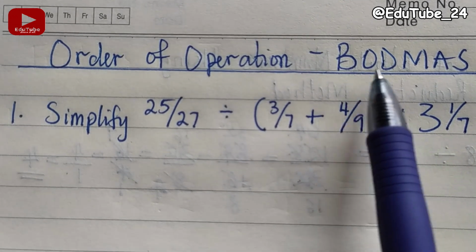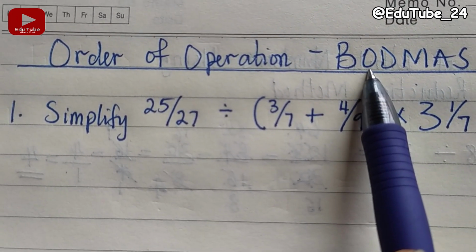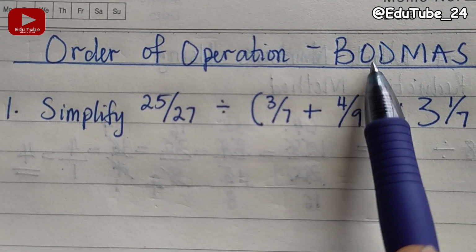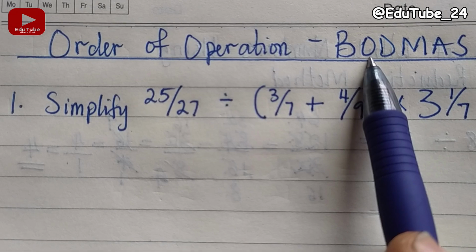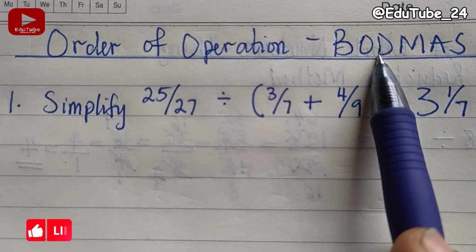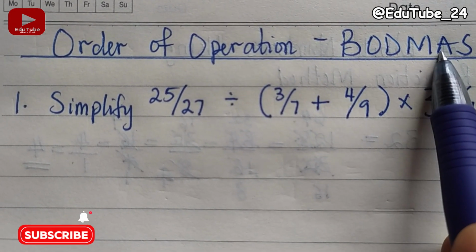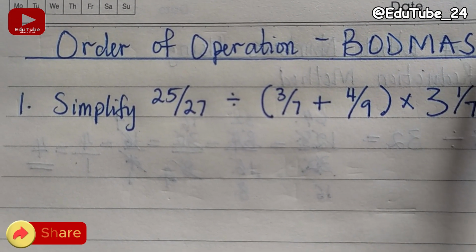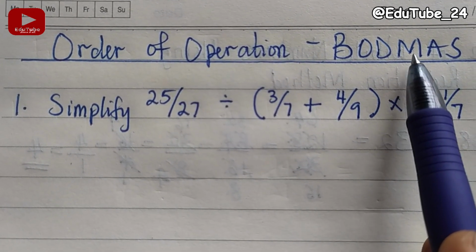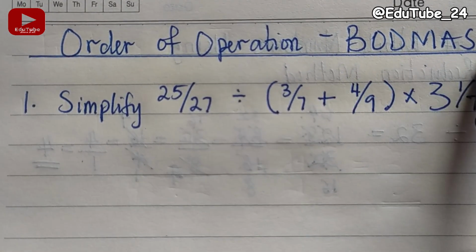BODMAS. BODMAS in full, the B stands for bracket, while the O in some contexts stands for order, which includes powers and root, while in some other contexts it stands for of, especially in fraction context. Then D stands for division, while M stands for multiplication, A addition, and S subtraction. Now in the US you could see other variants like PEDMAS. But for this lesson, as I said, we are focusing on BODMAS.